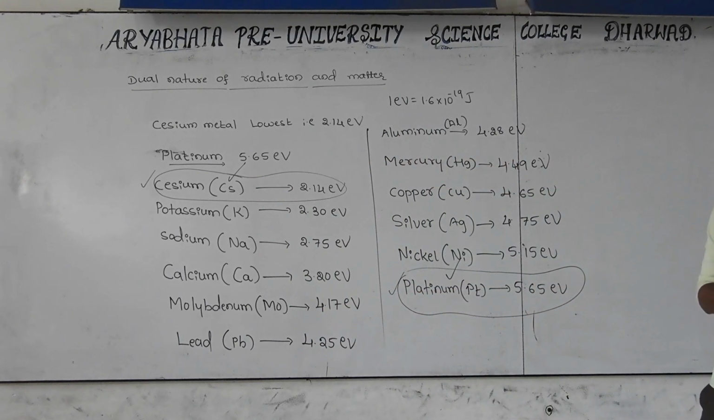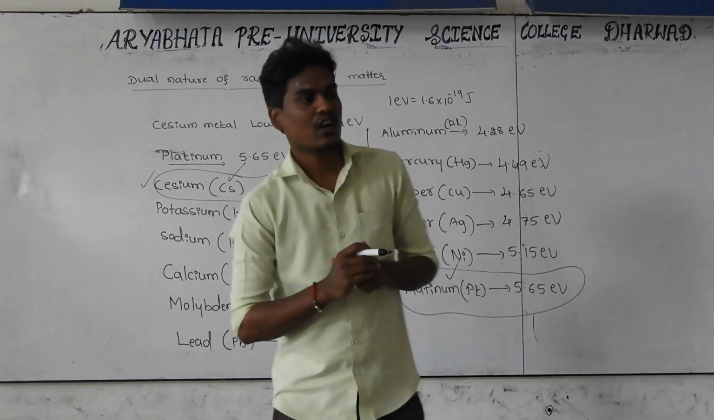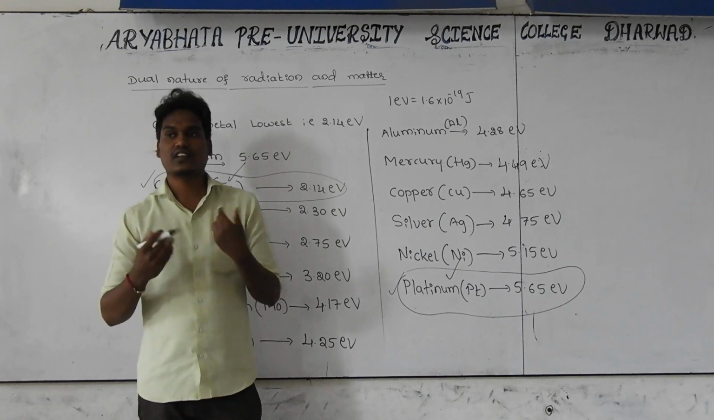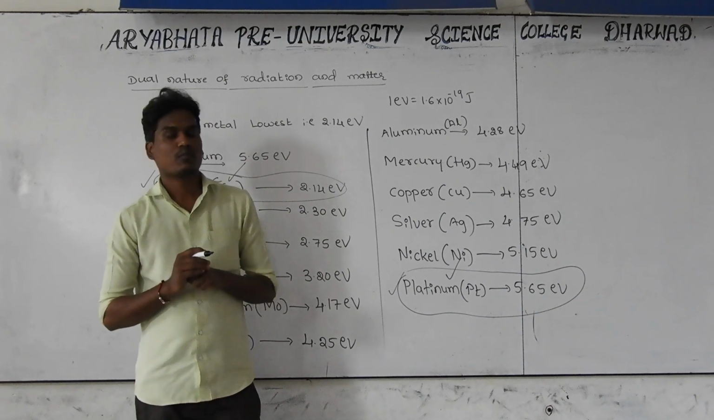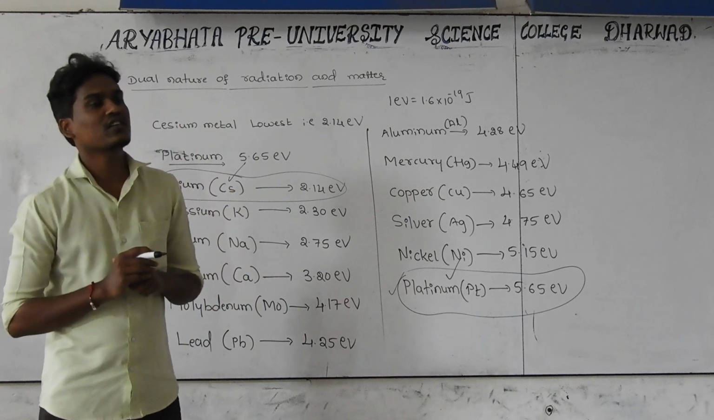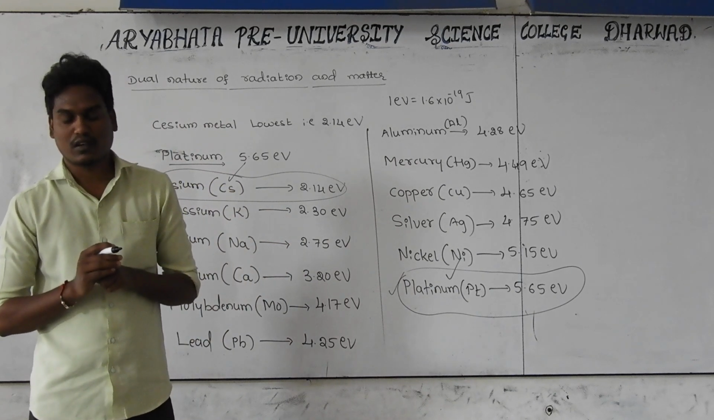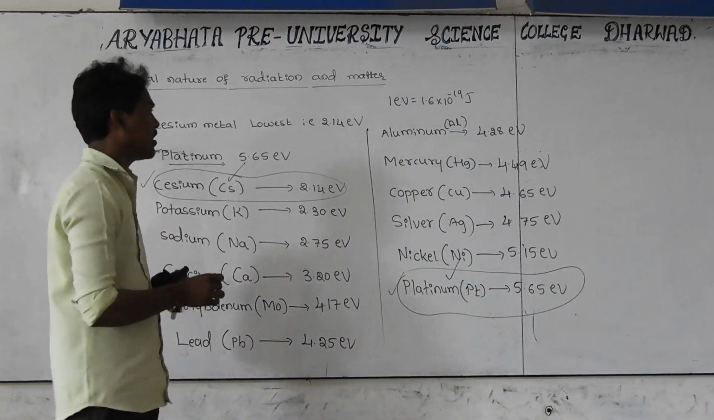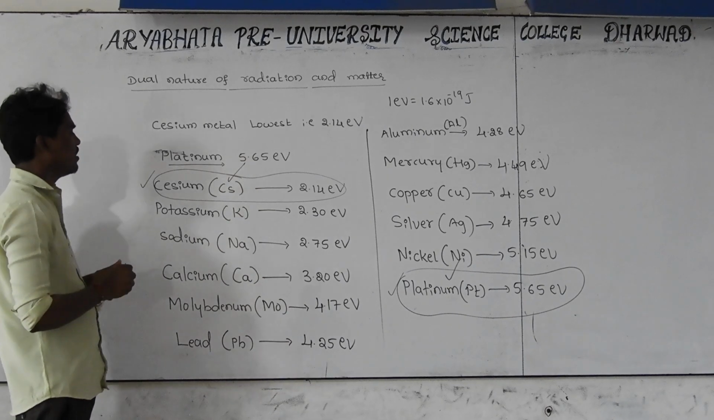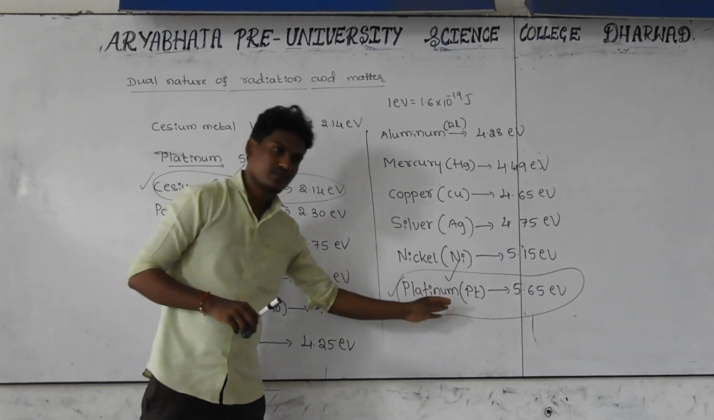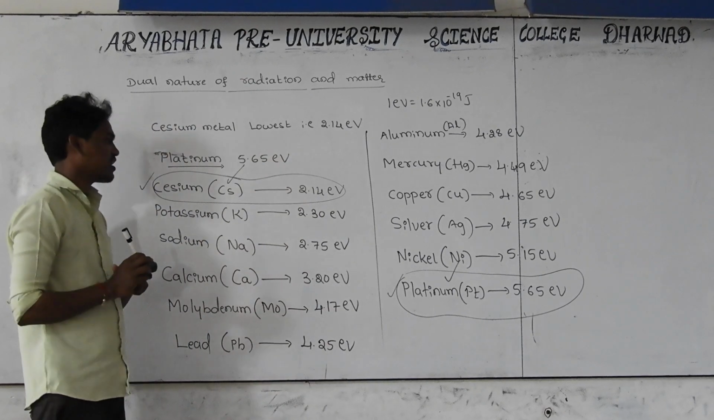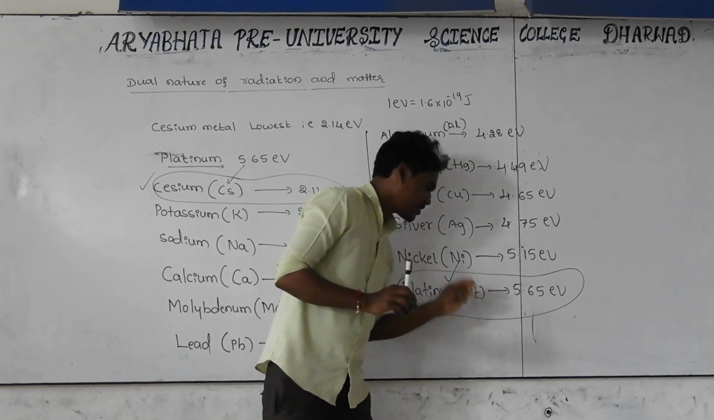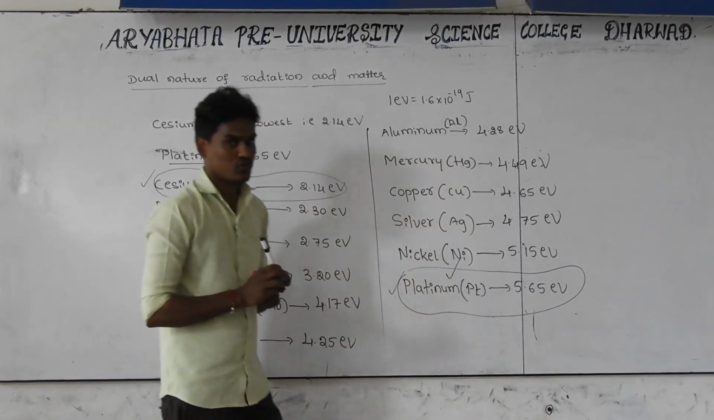And next one is types of electron emission. How to emit the electron from the surface of the metal? There are some methods. There are three methods. By using those methods, we are going to emit the electron from the surface of the metal. Just you can copy it and remember the first one and last one. The metal which has the lowest work function is cesium, and the metal which has the highest work function is platinum. Just you can remember these two.